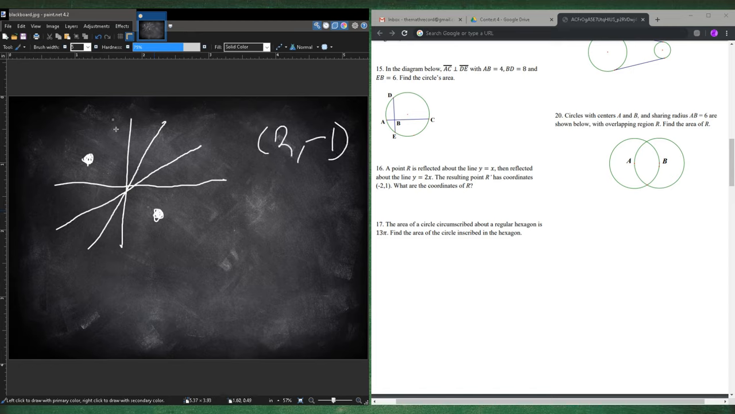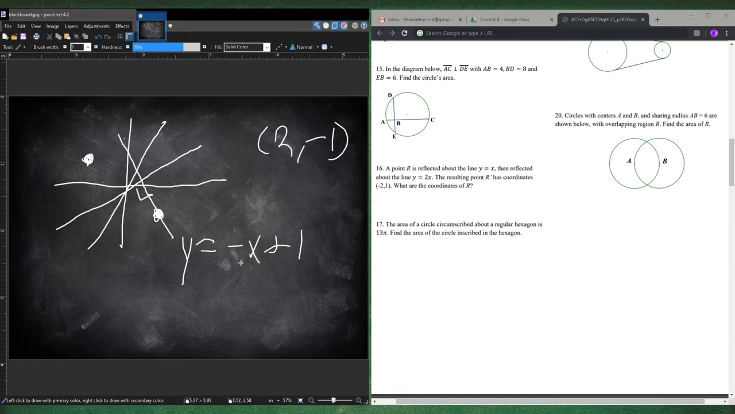Now from that point, we make a perpendicular line to y = x that goes through (2, -1), and then we can reflect it to get the original point R. The perpendicular of y = x is y = -x, and it has to go through (2, -1), so it's plus 1. So it goes through y = -x + 1, right here, perpendicular to that line.